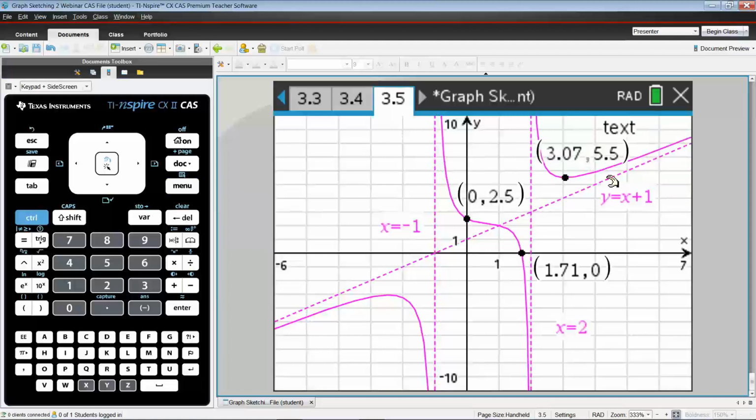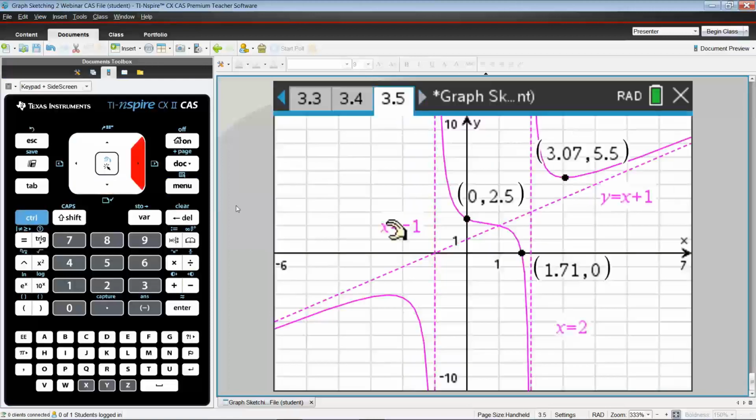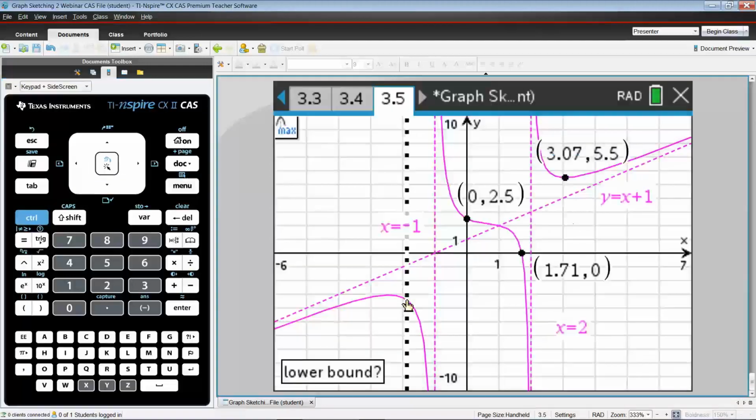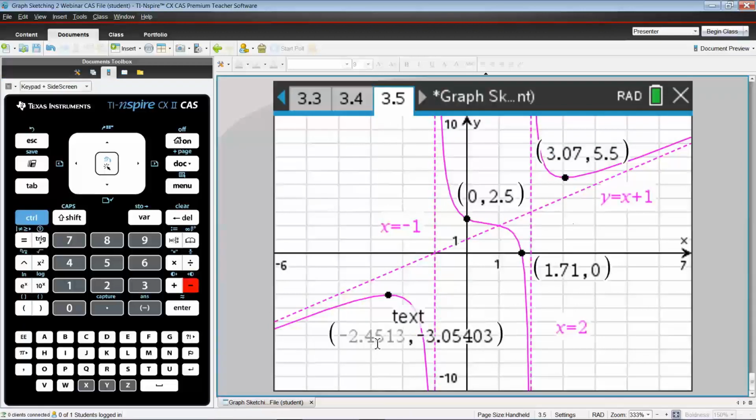There we go. So there is our local minimum, and our local maximum should happen at negative 2.45. So menu, analyze, maximum, choose this graph here, left, right, and there we go. So let's just reduce the number of decimal places, negative 2.45, reduce the number of decimal places, negative 3.05. Okay, so we've got our 2 stationary points.